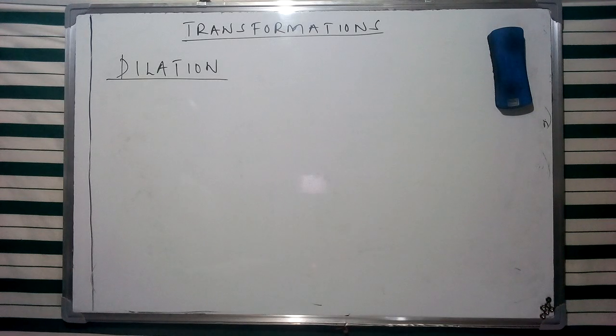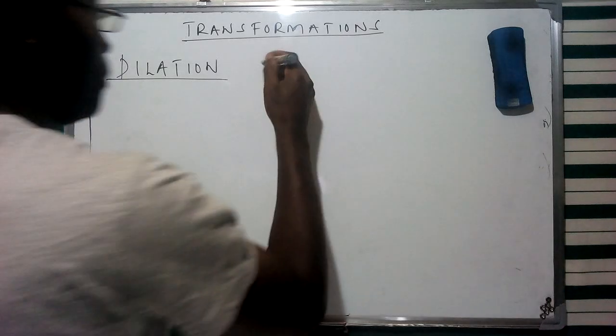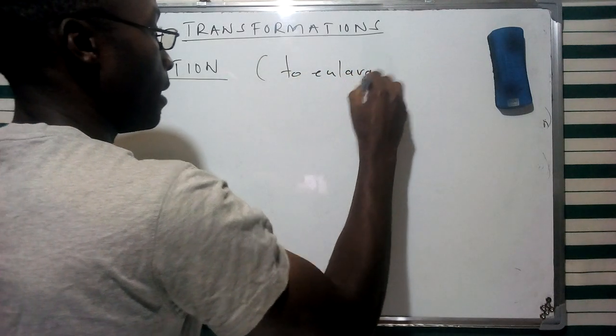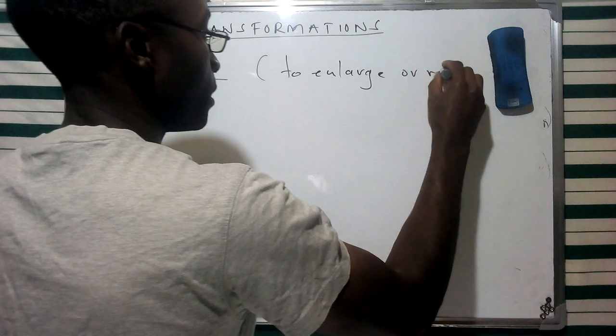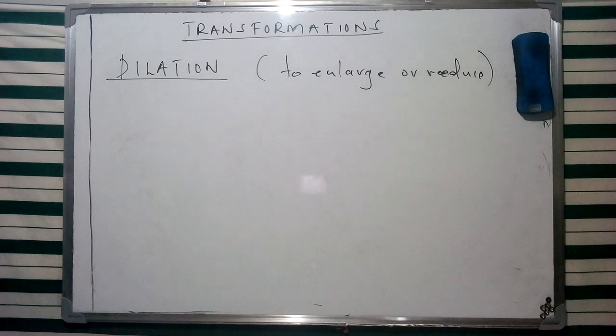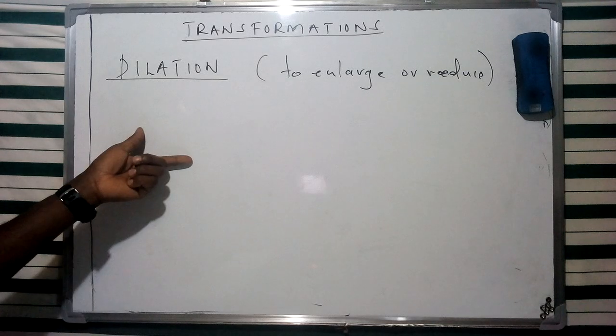Now, the concept of a dilation: to do a dilation is basically to enlarge or reduce an object. So we can define a dilation generally as to enlarge or reduce an object. And of course, this is similar to making an object either smaller or larger. So this is associated with the concept of dilation.